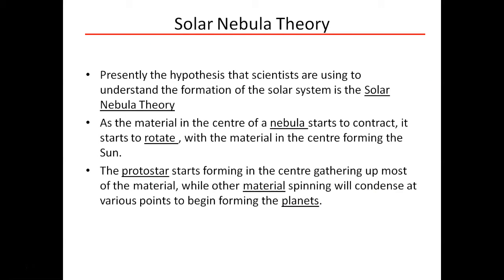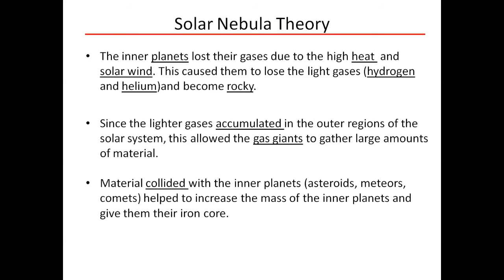So the nebula starts to rotate. The vast majority of the material goes to the center due to gravity and forms a star. But at other points, we have material gather that allows us to form the planets.